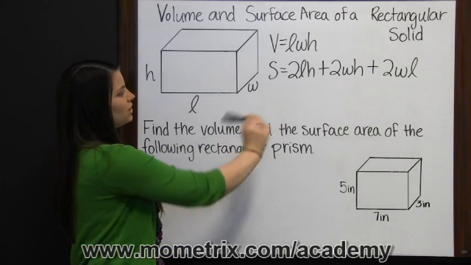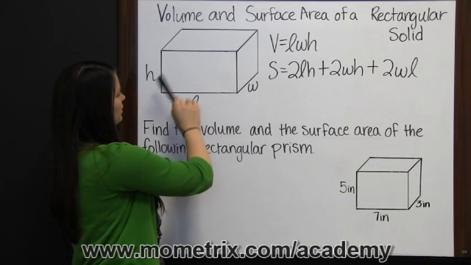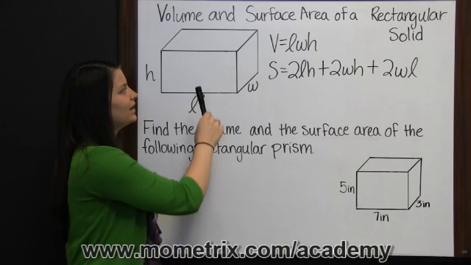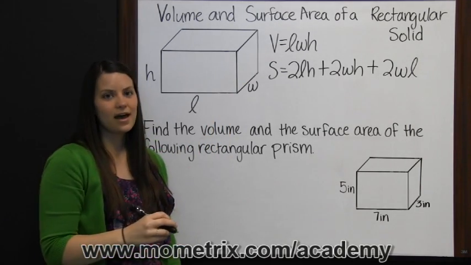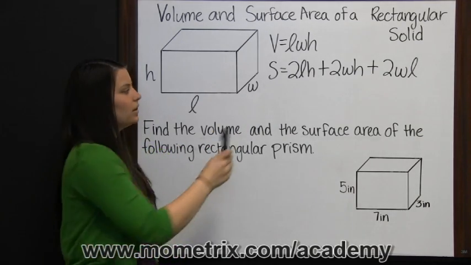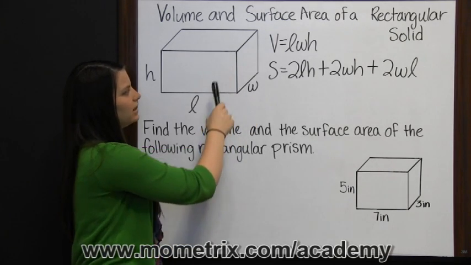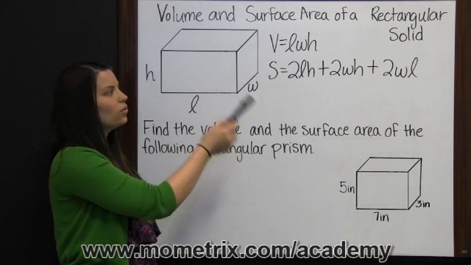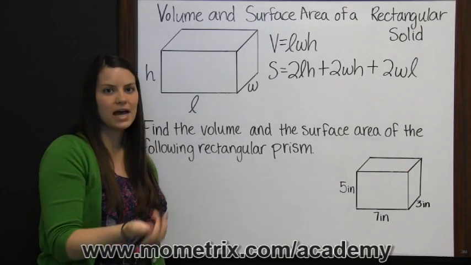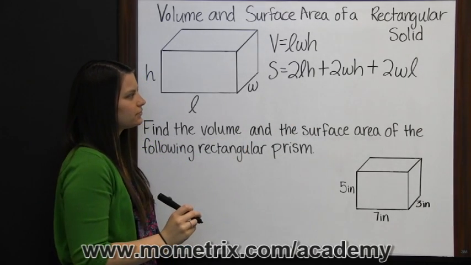So to find the surface area of a rectangular solid, find the area, length times height, of the front or of the back. And since there are 2 faces exactly like that, the front and the back, you multiply that times 2. Plus 2 times width times height. Width times height is the area of the right face or the left face. And since there are 2 faces that have that exact same area, right and left, you multiply it times 2.